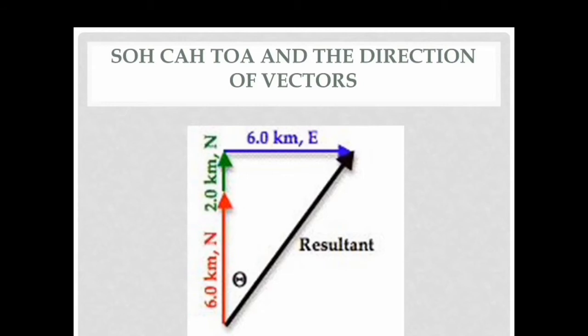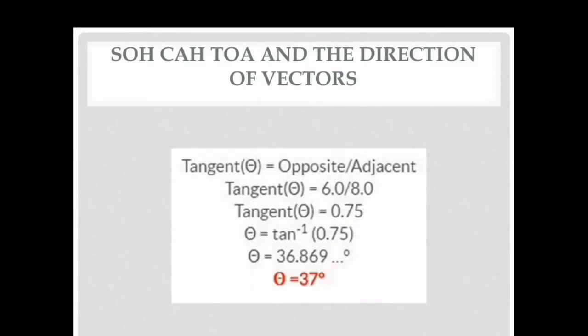Theta can be calculated using one of the 3 trigonometric functions, which are the sine, cosine, or tangent. The mnemonic SOHCAHTOA is a helpful way of remembering which function to use. In this problem, we wish to determine the angle measure of theta, and we know the length of the side opposite theta. Tangent is equal to opposite over adjacent. So our tangent is equal to 6 divided by 8. The result is 0.75.